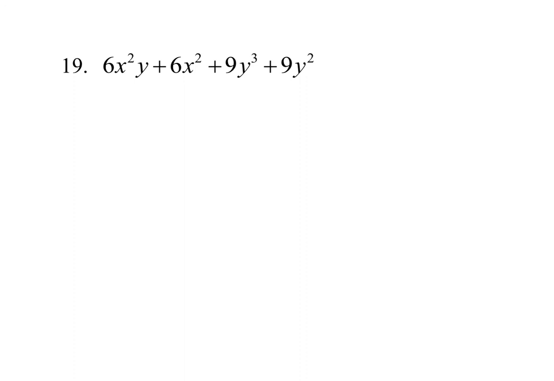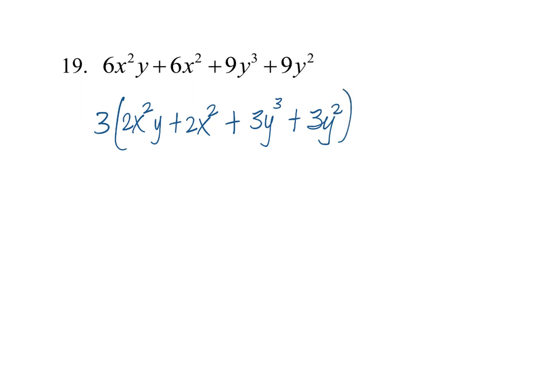This is fun because this is the first 4-term polynomial that we're going to actually get to use that first step, which was look to see if all 4 terms have a GCF. They do this time, and it is 3. Everything has 3 in common. So if I pull the 3 out, I'm left with 2x squared y plus 2x squared plus 3y cubed plus 3y squared. So all I did was divide everything by 3, okay?